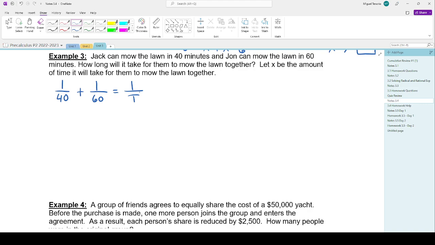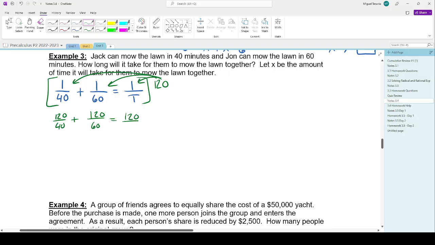So now we're going to just simply set up our equation using the common denominator. Well, the common denominator between 40 and 60 is not 240, as some of you might have thought. It is actually going to be 120. I'm going to go with the smallest number that divides evenly by 40 and 60. So I'm going to multiply everything by 120. Multiply it across. I'm going to write the work and then show the reduction. So 120 over 40 plus 120 over 60 equals 120 over t.